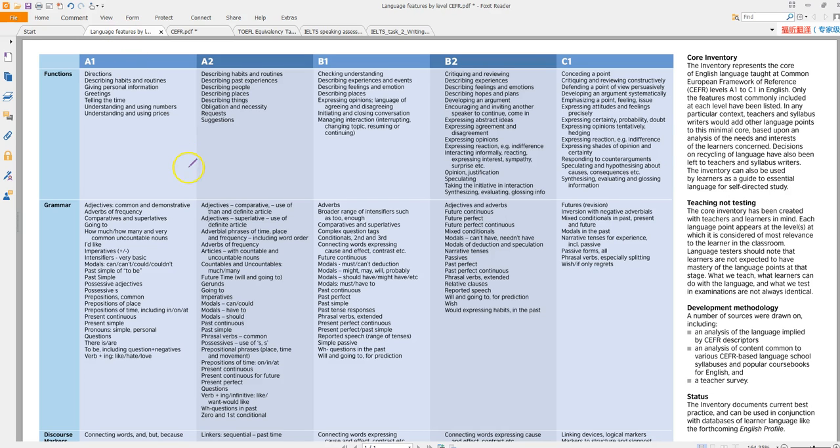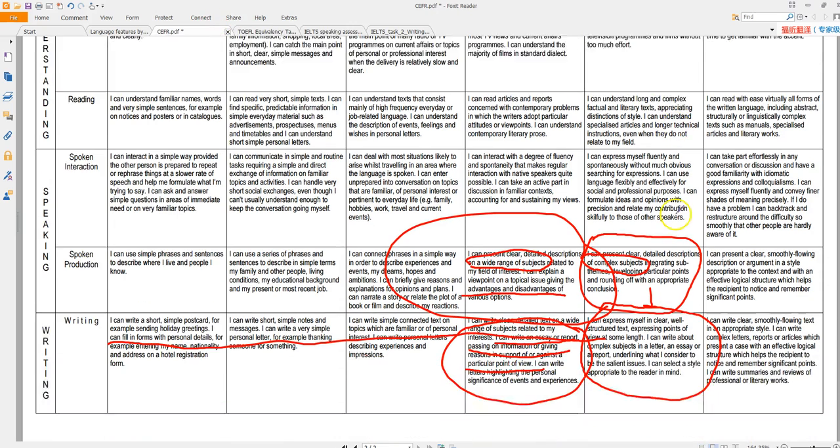So if we take a look at this table, now this is the core inventory. So this is basically breaking the CEFR down from A1 to C1. Now, C1, as I said, this is 7 plus for the IELTS, 100 plus for the TOEFL, etc. So this is what we're aiming for. So what this inventory has done, now this was developed by a number of sources, by an analysis of the language implied in the CEFR.